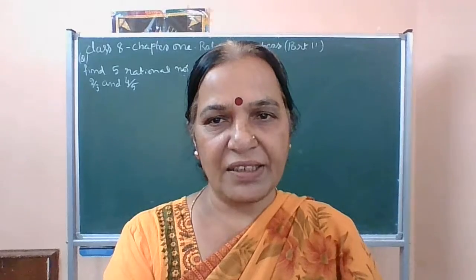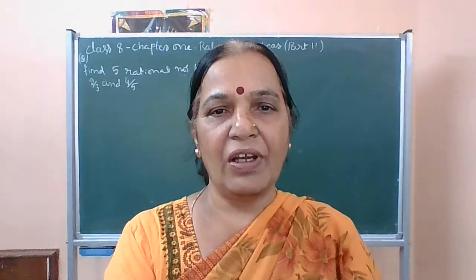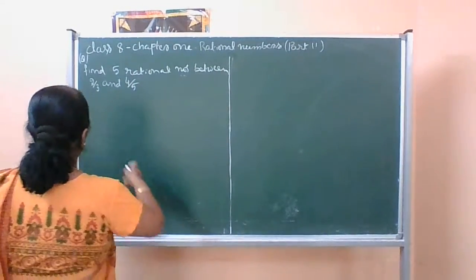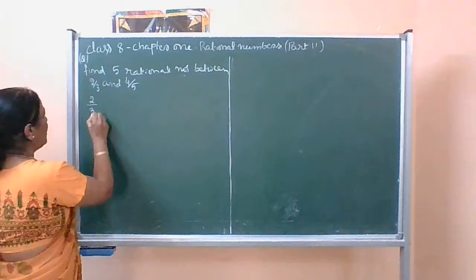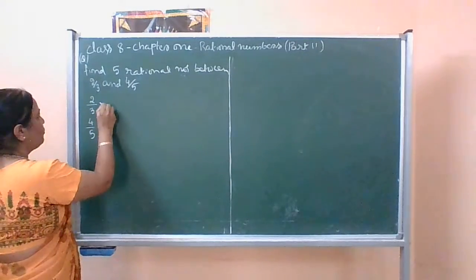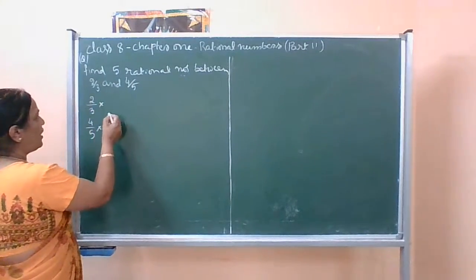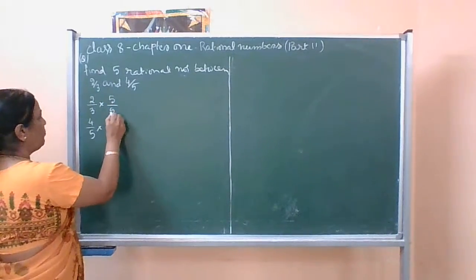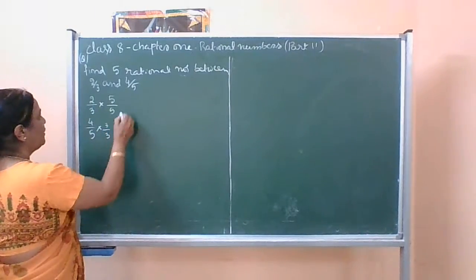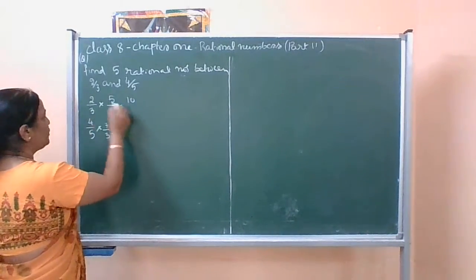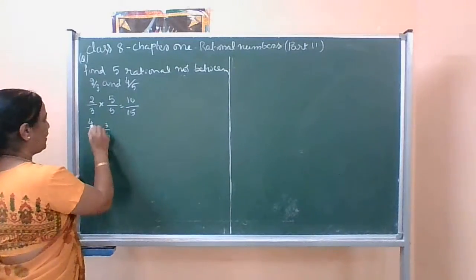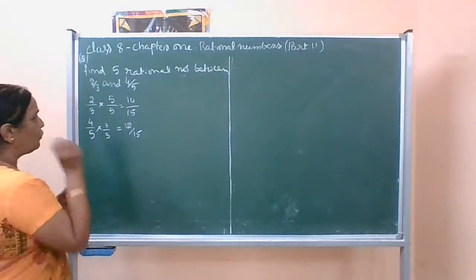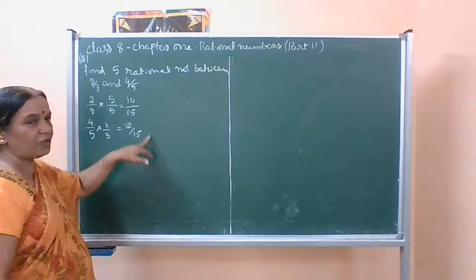Now there are two methods. In the last video, you learned the first method, that is 2 by 3 and 4 by 5. What did you do? You multiplied both numerator and denominator by the same number. I will multiply by 5 by 5, and here by 3 by 3. 5 2s are 10 and 5 3s are 15. 4 3s are 12, 5 3s are 15. Now you could find one rational number between these two.